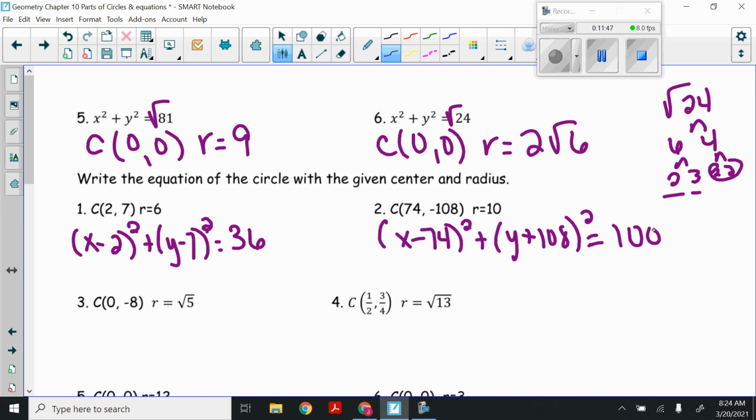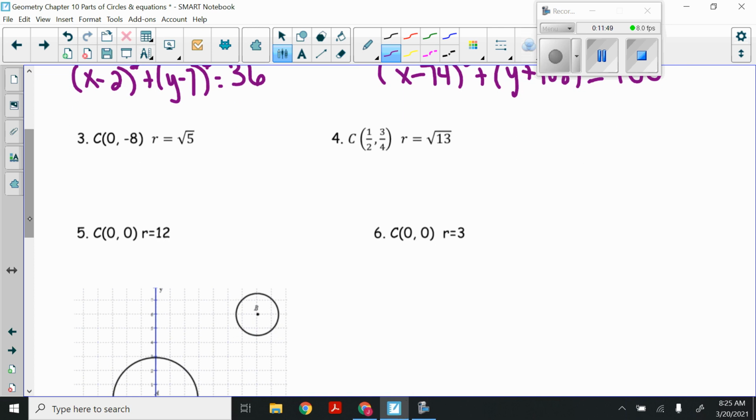Number 3, the center is at 0, negative 8. So that means my x did not have any parentheses, so x squared plus y plus 8 quantity squared. I want to square this to get my r squared, so the radius is the square root of 5. If I square that, the square root of 5 squared is just 5.